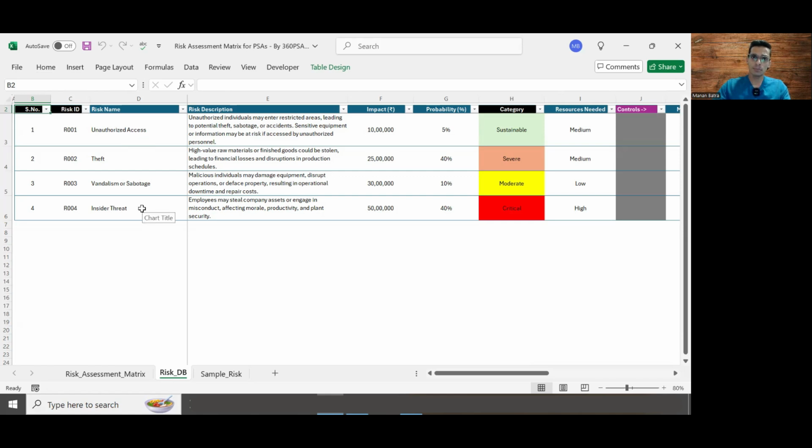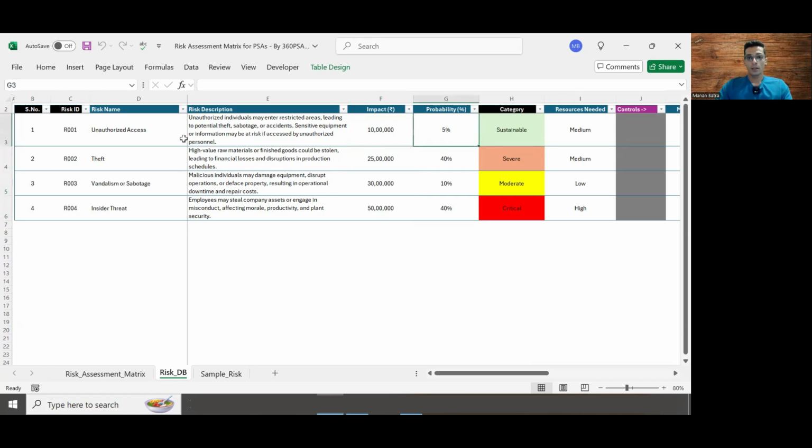As an illustrative example, I've used 4 sample risks. There is unauthorized access, there is theft, there is vandalism or sabotage, and then there is insider threat. In the next column is the description of that risk. That is something you will add as and when you do the risk assessment. Now, what is most important are these two columns, F and G. In F, you have impact, which is in rupee terms, and in G, you have probability, which is in percentages. In this example, we have calculated that if unauthorized access were to happen, the impact is to the tune of 10 lakh rupees. If theft were to happen, the impact is 25 lakh rupees. Vandalism causes an impact of 30 lakh rupees, whereas an insider threat can cause an impact up to 50 lakh rupees.